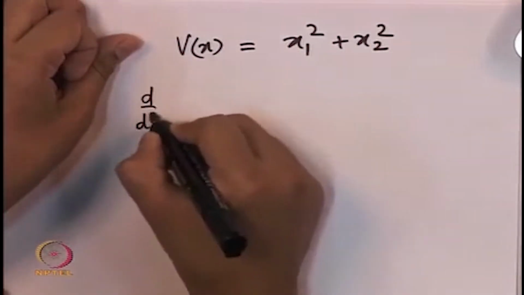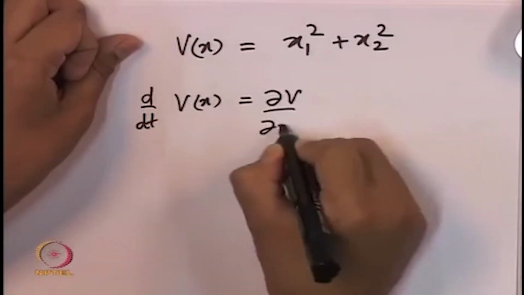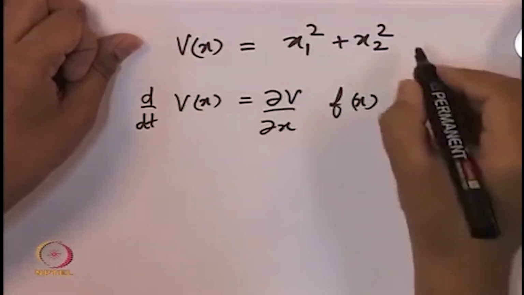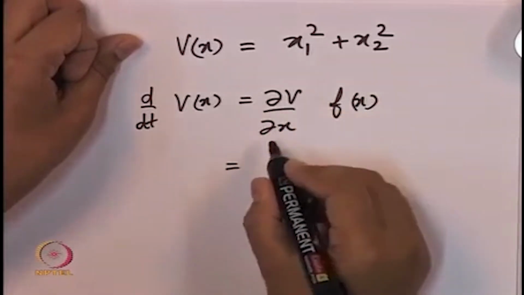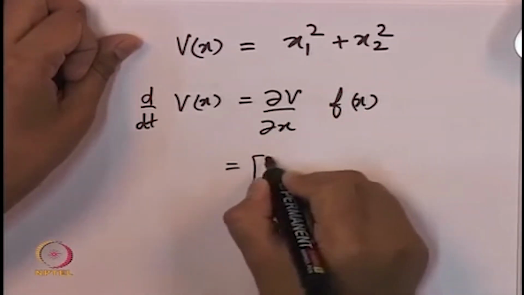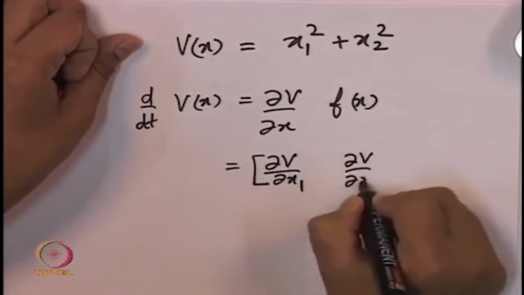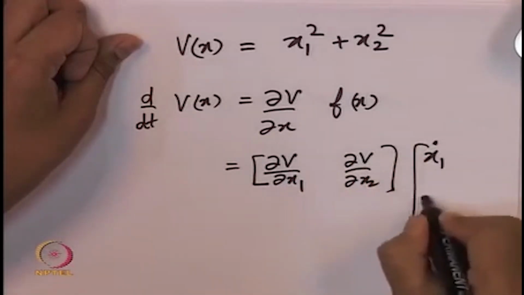So, d by dt of v of x is nothing but del v by del x times f of x. f of x is nothing but x dot. So, the partial derivative of v with respect to the vector x is nothing but del v by del x1, del v by del x2, times x1 dot, x2 dot.